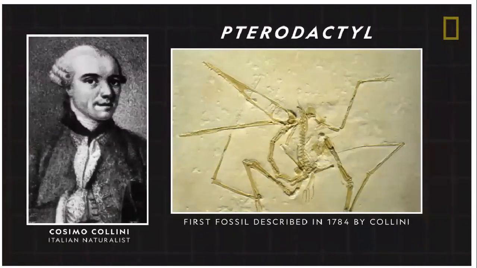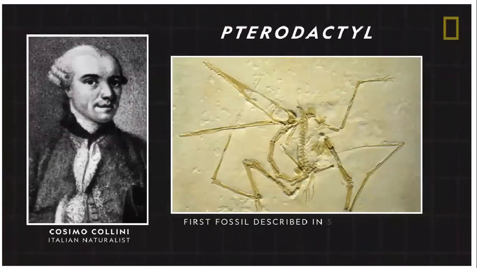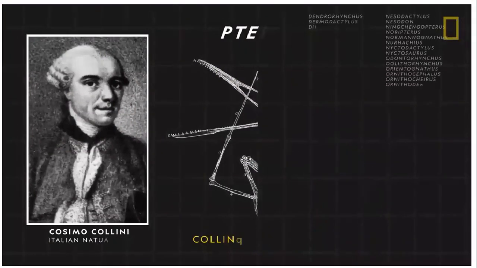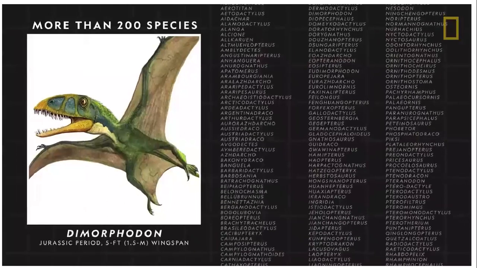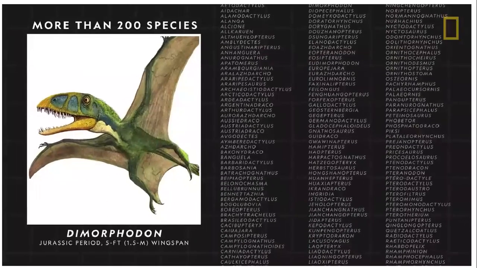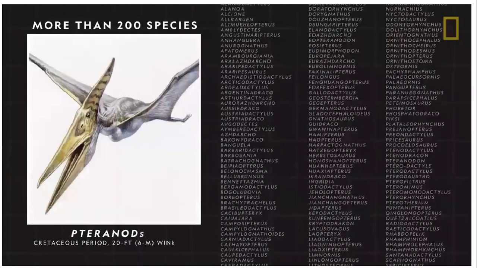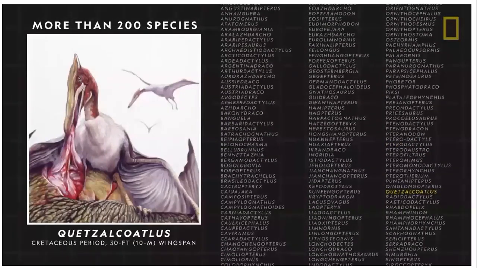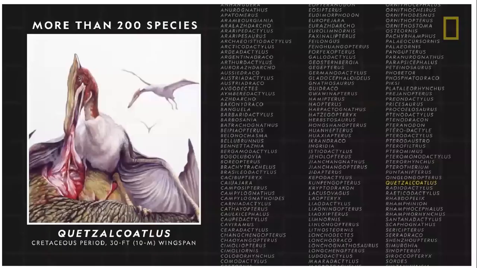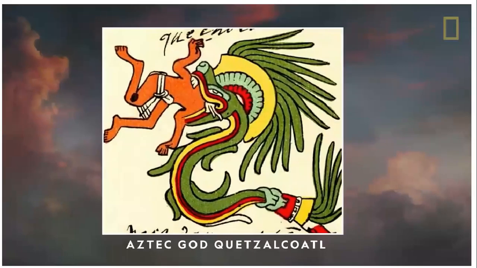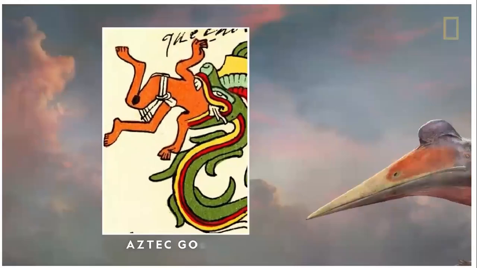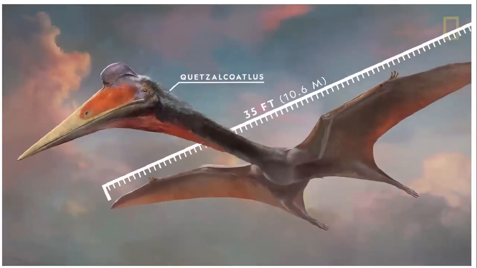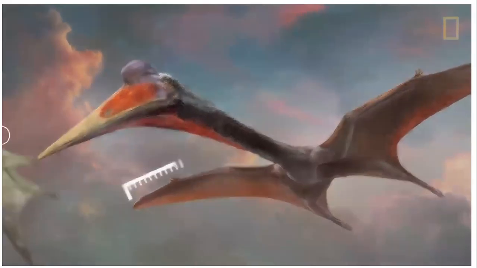The most well-known pterosaur is the pterodactyl. It was the first one discovered back in the 18th century, but since then, paleontologists have uncovered more than 200 different species, including pteranodons, which were quite large, and Quetzalcoatlus, one of the most massive pterosaurs of all. Named for the Aztec winged serpent god, Quetzalcoatlus had a wingspan of nearly 40 feet and likely soared through the skies hunting for baby dinosaurs below.